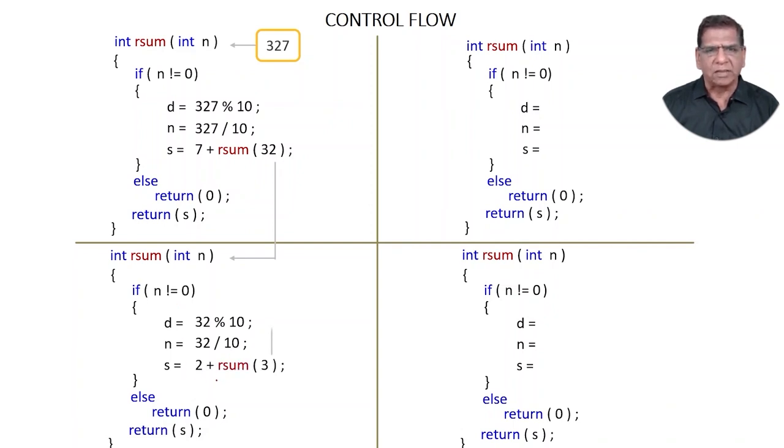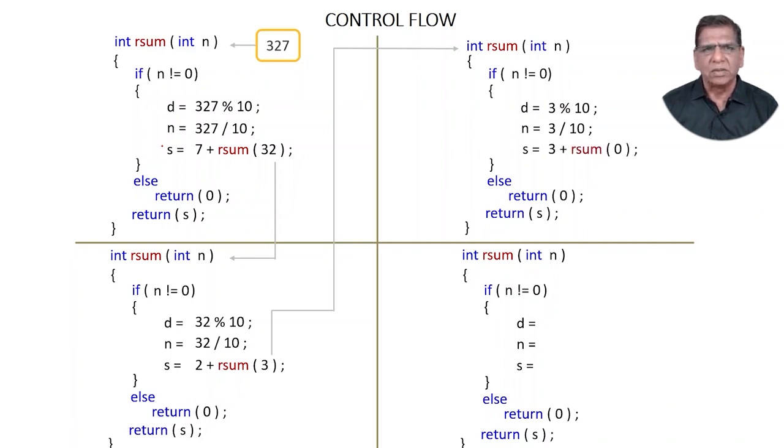Again there is a call to rsum. Let's say that brings us to the next copy of rsum. We land here with a value 3. So the value of n is now 3. 3 not equal to 0 is true. 3 mod 10 is 3. 3 / 10 is 0. So s becomes 3 plus rsum of 0. This again brings the control to the next copy with a value 0. So 0 not equal to 0 fails. Control goes to the else block. Return 0 goes to work.